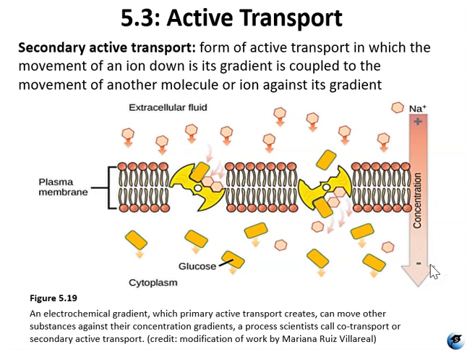Now we have secondary active transport. Secondary active transport utilizes the electrochemical gradient formed by ion pumps to move an ion down its concentration gradient at the same time as it moves another ion against its gradient.